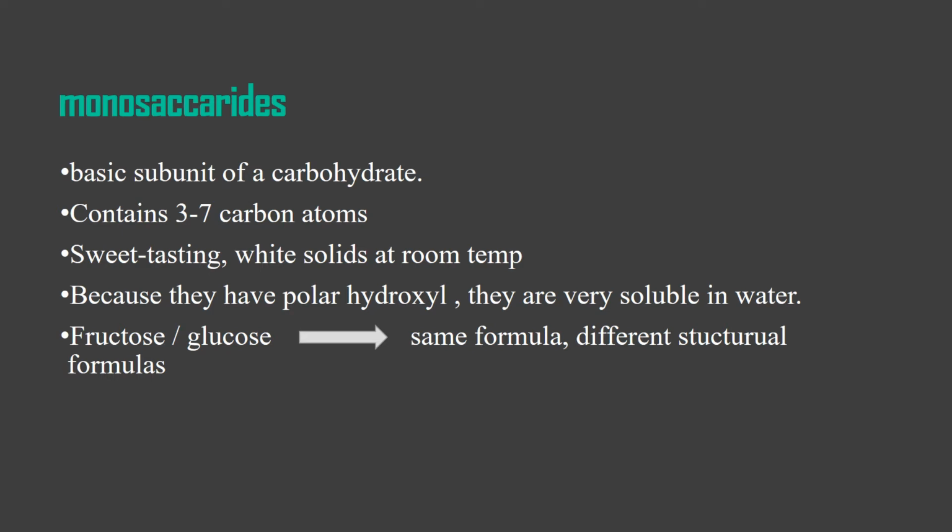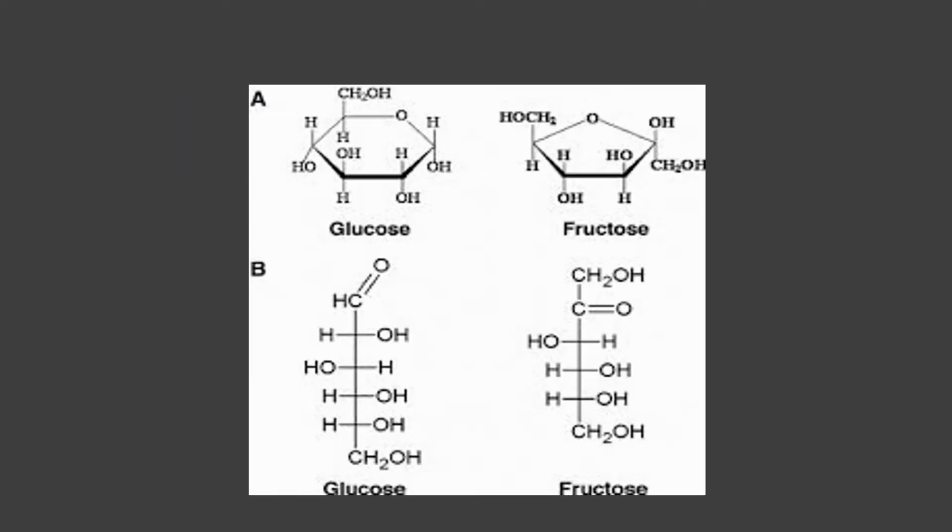Fructose and glucose are both monomers. They have the same formula, but different structural formulas. How is that possible? They both contain 6 carbon atoms, 12 hydrogen atoms, and 6 oxygen atoms, but the arrangement of the atoms differs.